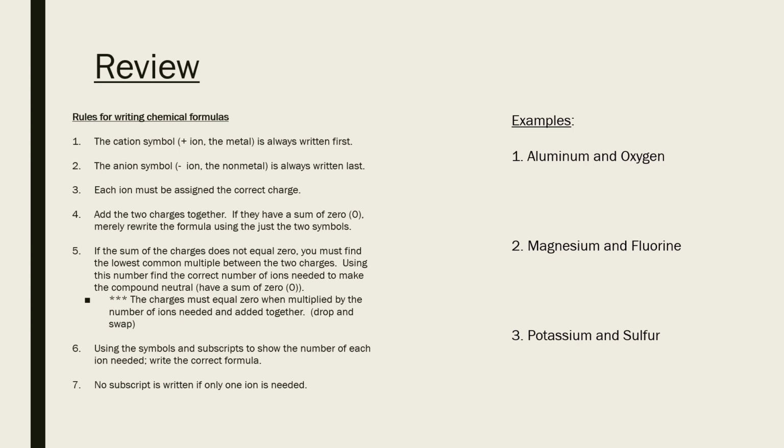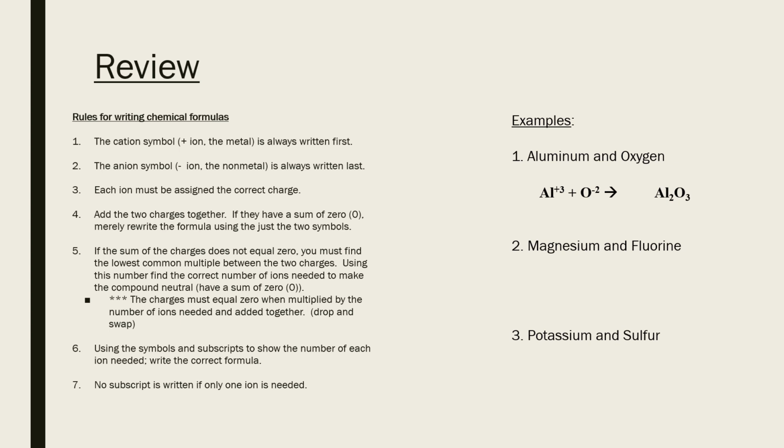The first one we have is aluminum and oxygen. You should know that aluminum's charge is +3, oxygen's charge is -2. Now if I just add these two things together, I would get a +1 charge, which doesn't give me 0. So I'm going to have to drop the charges and swap the numbers. When I do that, I end up with Al2O3. This tells us that we need 2 aluminums to cancel out 3 oxygens.